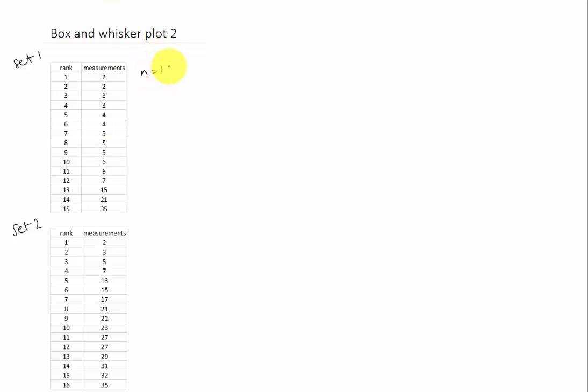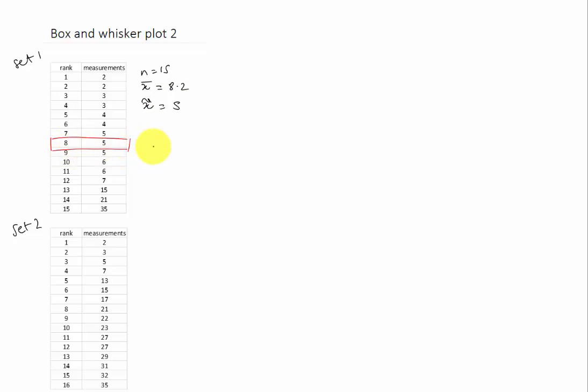So n is 15. And I've calculated the mean, and that is 8.2, so that's adding up all these measurements, dividing it by 15. Okay, now let's have a look at the median. So that is the middle value, so in this case it would have 7 values smaller, 7 values larger. So that's this here. So the median is 5. So here our mean and our median are not so similar as they were before.